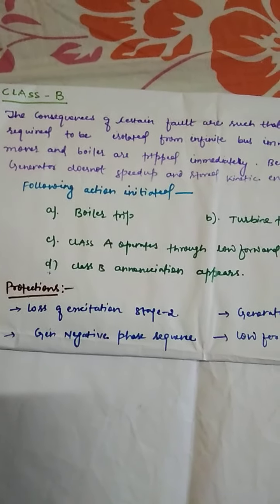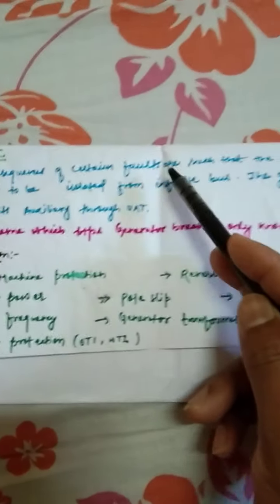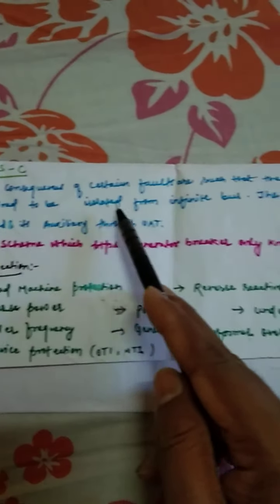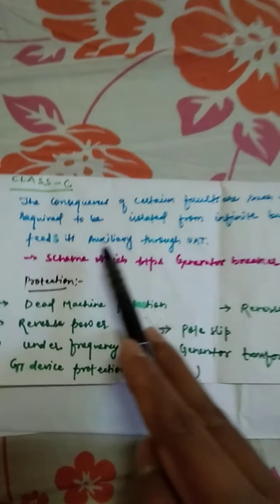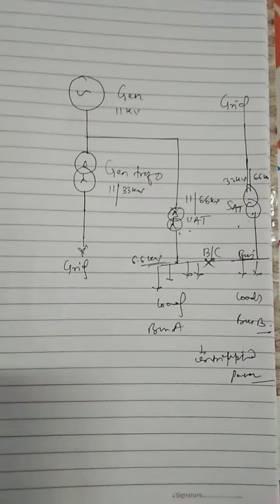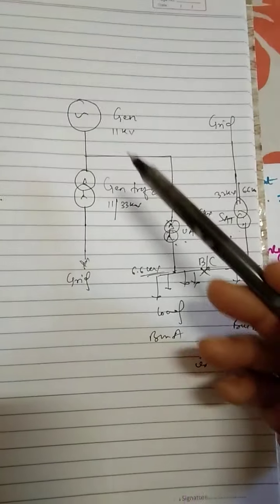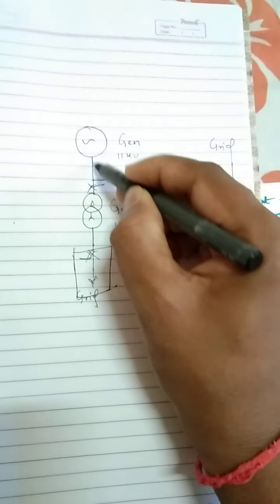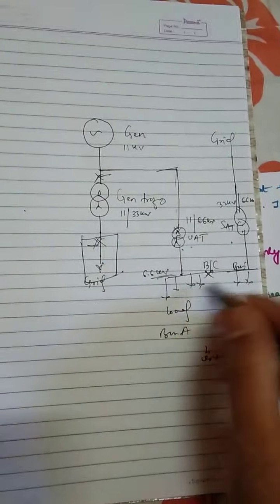Now we have class C protection. So what happens in class C is that the consequences of certain faults are such that the generator is only required to be isolated from the infinite bus. The generator will only feed its auxiliary through the UAT. Please refer to this SLD. In class C protection, we only need to isolate the generator from the infinite grid. That means here we will not deliver the power. Here is a breaker. So the generator will feed only the UAT, and we can utilize this generating voltage for the loads.